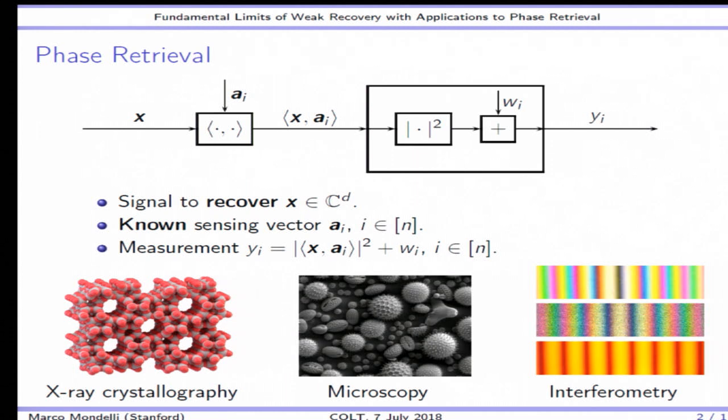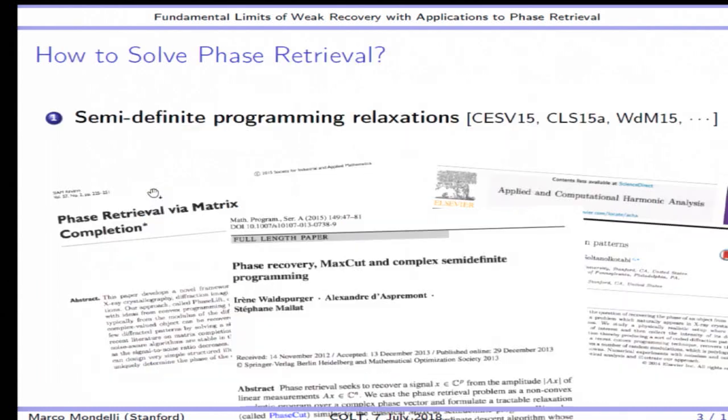For the special case of phase retrieval, what we observe is the modulus squared of this scalar product plus noise. For example, you can think about the noise as being Gaussian, but the distribution doesn't really matter that much. This is a relatively famous and well-studied problem in signal processing because of its application in X-ray crystallography, microscopy, interferometry, and so on and so forth. Everything that I will say is also valid for generalized linear models, in which you have just some conditional distribution that you can choose.